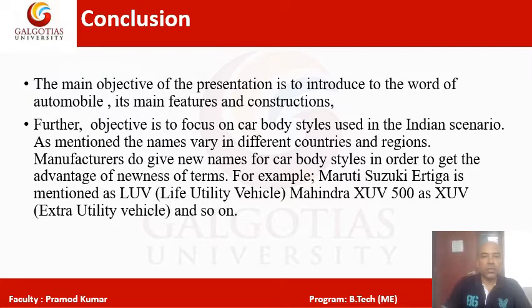So the main objective of this presentation is to introduce the world of automobiles and its main features in construction. The objective of this lecture was to focus on the car body styles used in the Indian scenario. As mentioned, the names vary in different countries. The reason manufacturers give new names for a car body style is to get the advantage of newness of terms. For example, the Maruti Suzuki Ertiga is mentioned as LUV, light utility vehicle, and the Mahindra XUV 500 as XUV, extra utility vehicle, and so on.